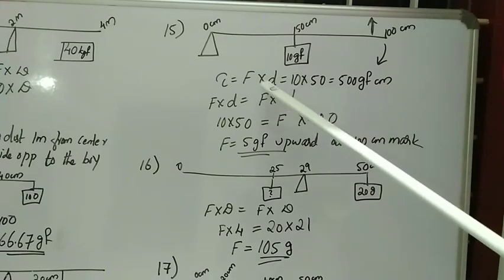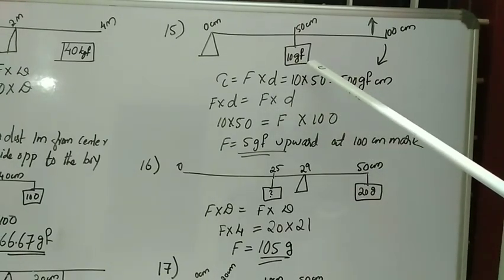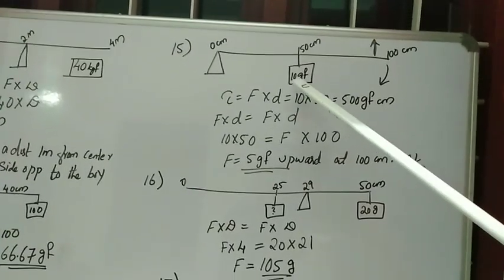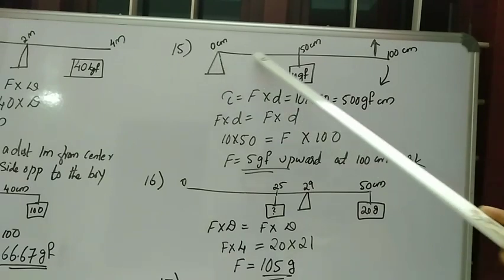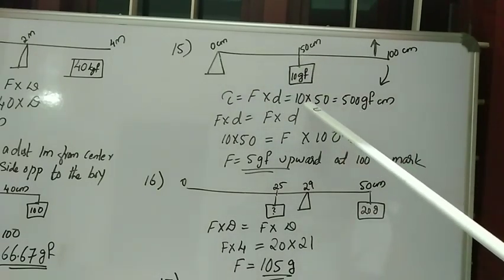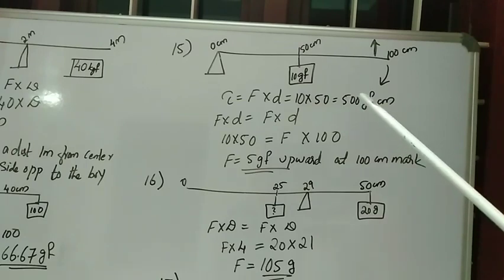So moment of force, force into distance. Force means weight of the scale. We are not adding any other force. Only the weight of the scale is given. So force is 10 and the distance, this is the distance from the fulcrum to the weight. So fulcrum or pivoted point. So 10 into 50, you will get 500 gram force.